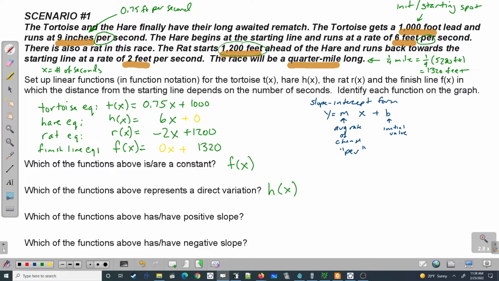Which ones have positive slope? The ones that have positive slope would be the ones where the rate of change is adding distance from the starting line. As you can see, the tortoise is moving forward. The hare is moving forward. The rat, however, is moving back towards the starting line and therefore would have negative slope, r of x.